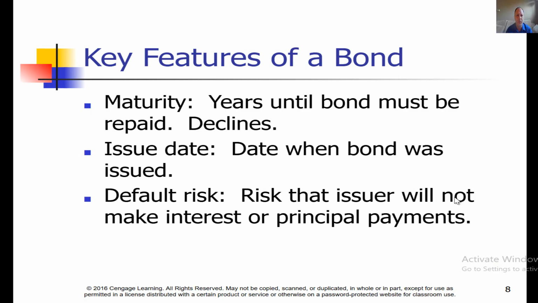The maturity is the years until a bond must be repaid. It declines over time. At issuance, government debt has a variety of maturities going up to a maximum currently of 30 years. The issue date is the date when bonds are issued, and default risk is the risk that the issuer will not make the interest or principal payments. For government debt, it is assumed that there is no default risk. For private sector debt, there can be a default risk. Of course, this would only apply to a government that can print currency in the same currency as the bonds, unlike a place like Greece, which cannot print currency in euros, but issues debt in euros.